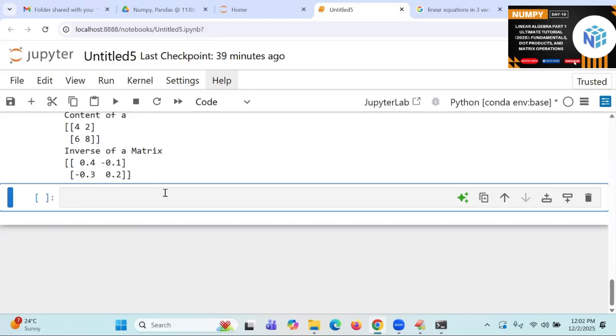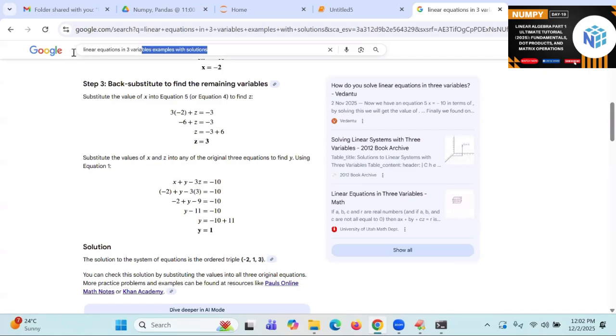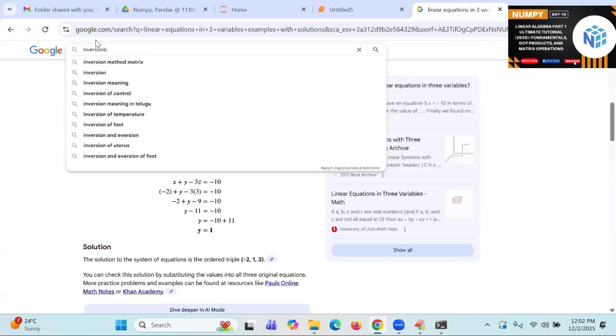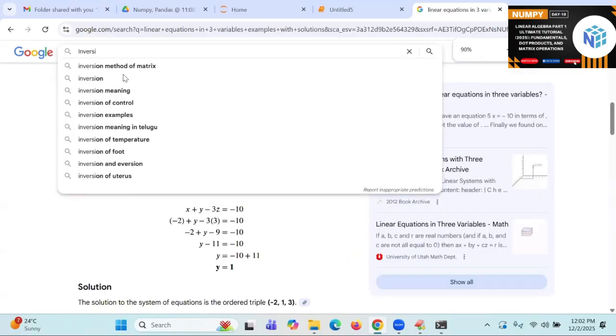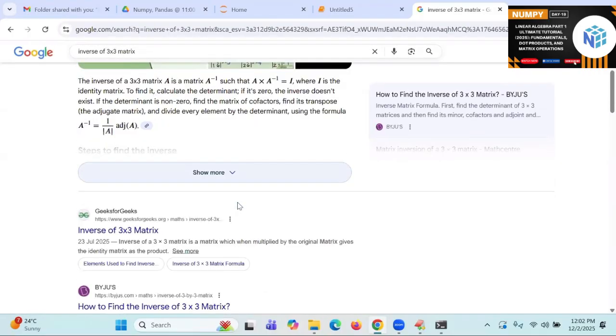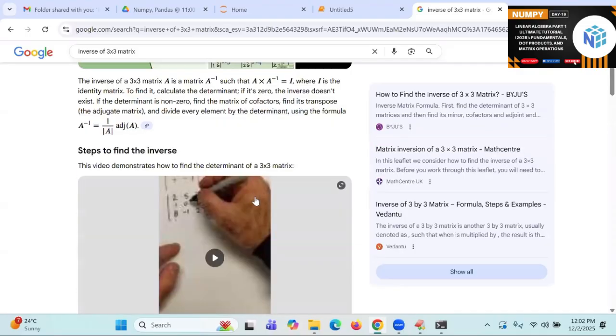You can apply the same procedure for what? 3 by 3 matrix also. Let us go to that. Take the help of this. I will take it. What is this now? Inverse of which matrix? Inverse of 3 by 3 matrix. Take the inverse of 3 by 3 matrix.